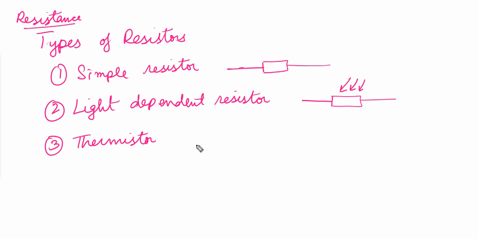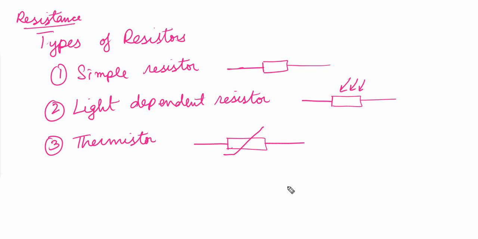So a thermistor is basically a temperature controlled resistor. When the temperature of the resistor increases, its resistance decreases. When the temperature of the resistor decreases, then its resistance increases. So it can be used as a heat sensor, and the LDR, or light dependent resistor, can be used as a light sensor. So the symbol for the thermistor is like this, a box with this type of symbol.